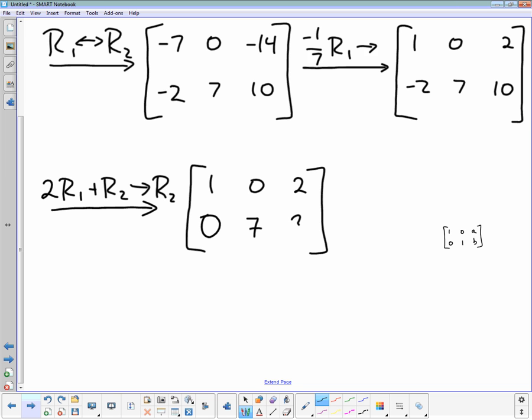What happened here? I multiplied this row by 2, which made it into a 4 for just a second, right? And then I added it onto the 10, and it became a 14.